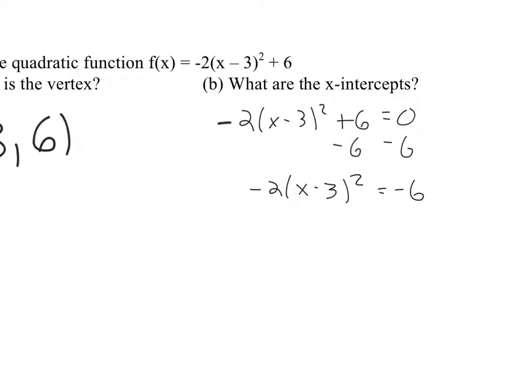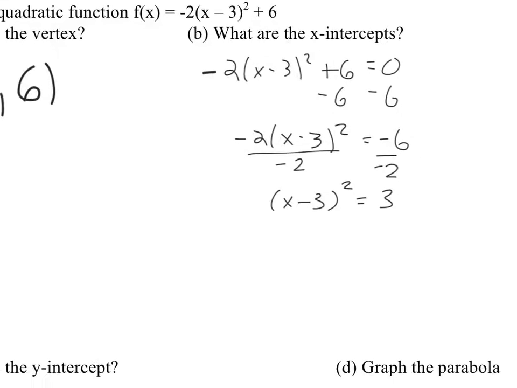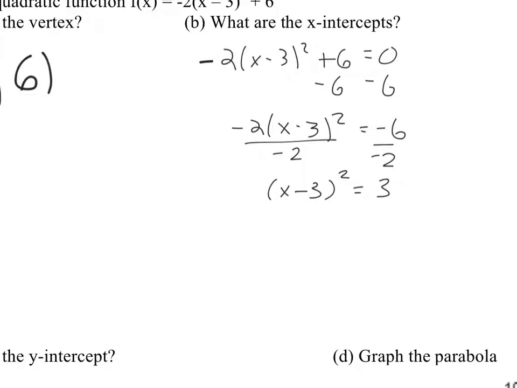Okay, and I still can't quite square root because I have that -2 over here. So I need to divide, and now I'll be able to take my square root. However, this time when I take the square root, I don't end up with a nice neat whole number. Square root of 3 is like 1.73 and so on, and I need to give an exact answer first. So to start with, I'll have x minus 3 equals the positive square root of 3, and x minus 3 equals the negative square root of 3.